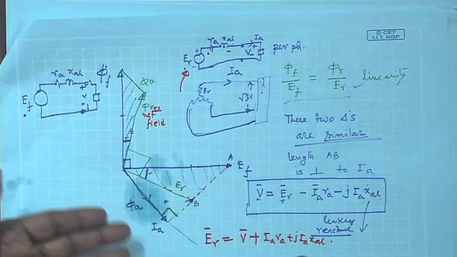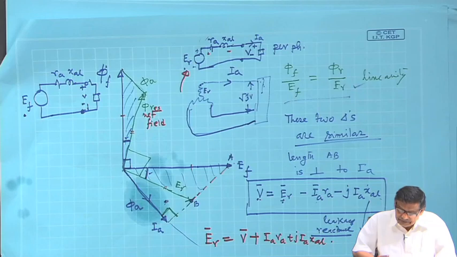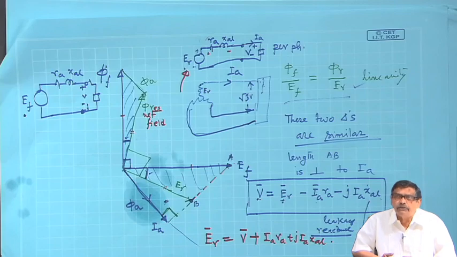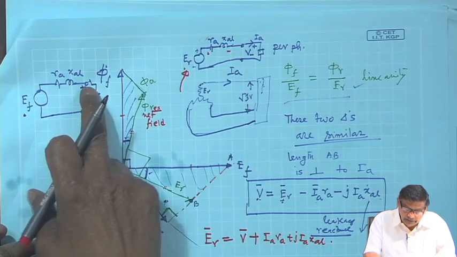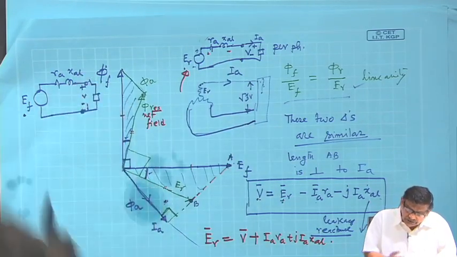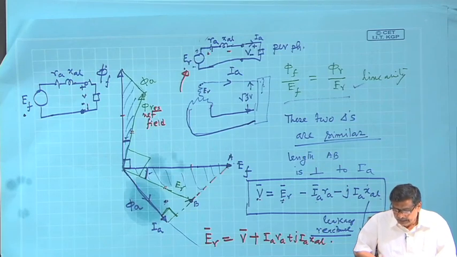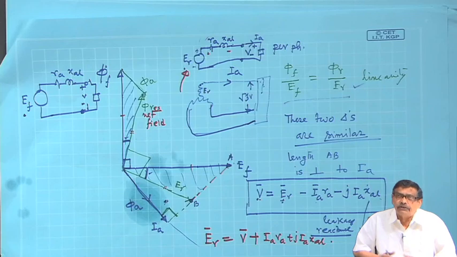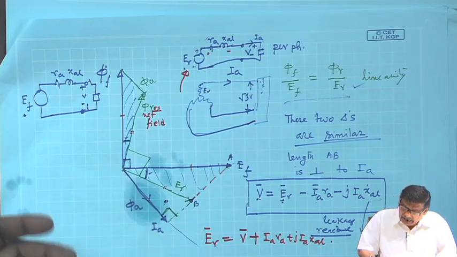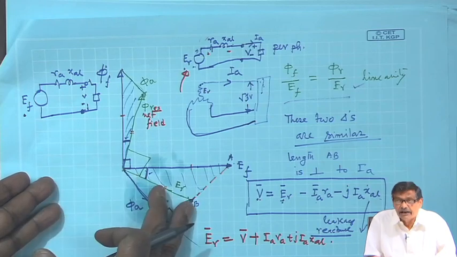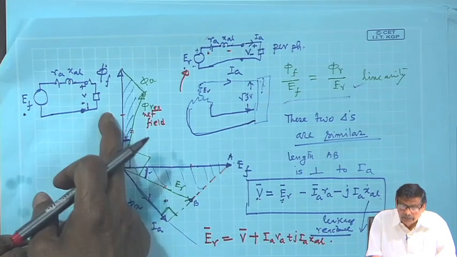E F is not there, because the E F was the induced voltage per phase when the machine was under no load condition, when the switch was opened. But the moment the switch is closed, we find that the resultant field in the air gap, which causes the induced voltage in the coils, changes to ER, which is different from EF.